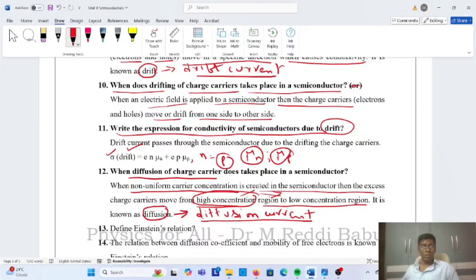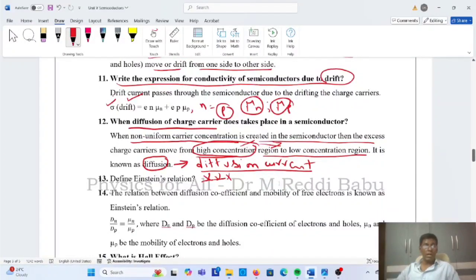Now another very important question is Einstein's relation. For the essay question also, this question is very important. So how can we define Einstein's relation? This is question number 13. The relation between the diffusion coefficient and the mobility of electrons and holes is called Einstein's relation.